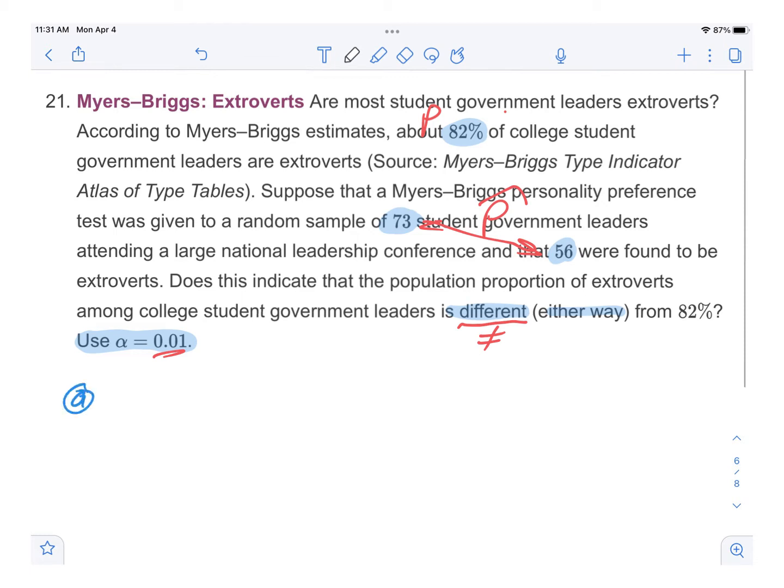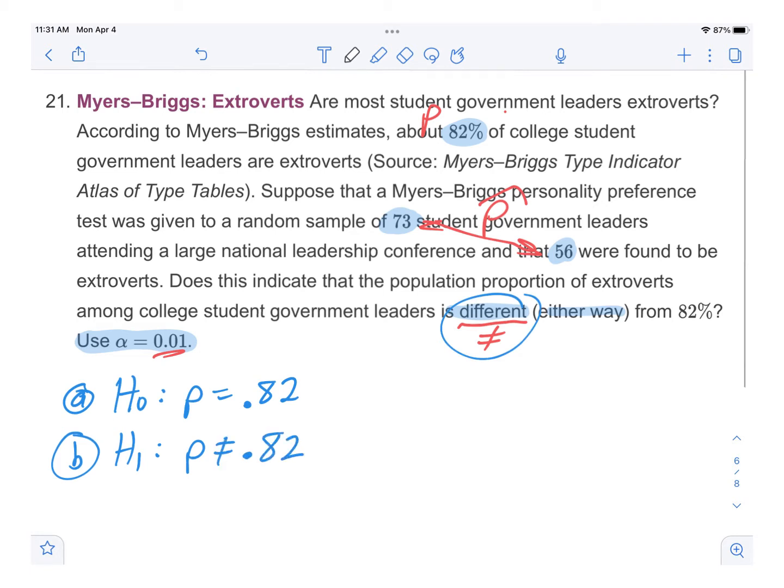Question A, I'm going to ask for the null hypothesis, and it's H naught: P is equal to the 82%, but since it's a proportion, we write it as a decimal. You can't put 82% into your calculator, so please make sure you do that. Question B is our alternate hypothesis, which is H sub 1, and that is P. Different means not equal to 0.82.